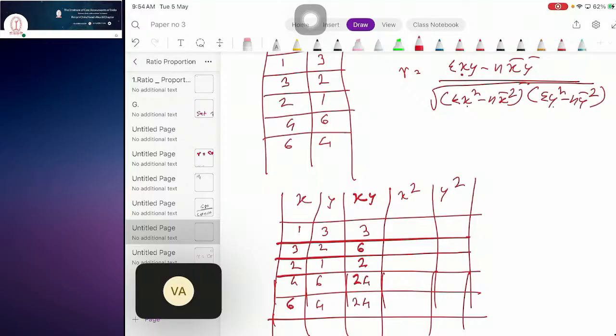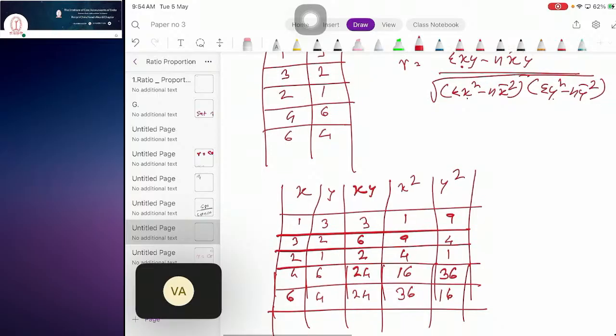Now x square: square of 1, square of 3 is 9, square of 2 is 4, square of 4 is 16, square of 6 is 36. y square: square of 3 is 9, square of 2 is 4, 1, square of 6 is 36, square of 4 is 16.